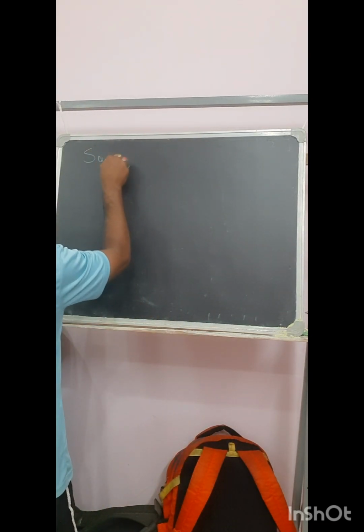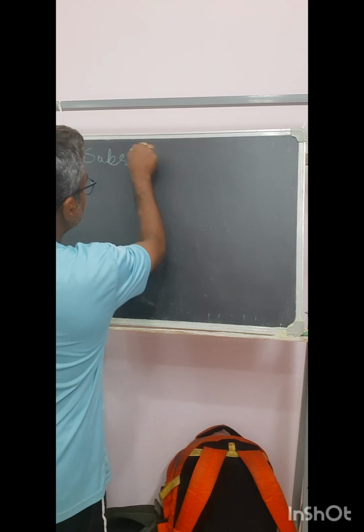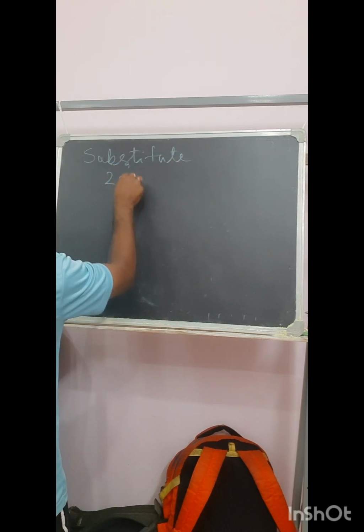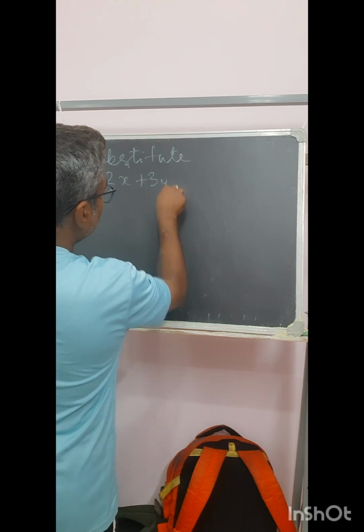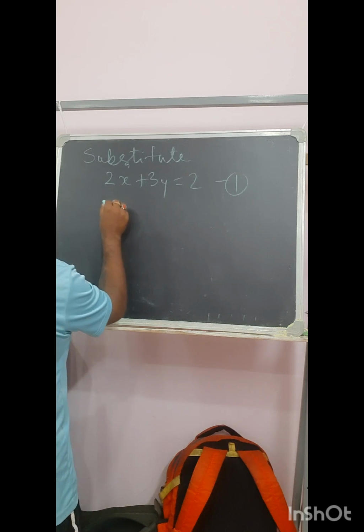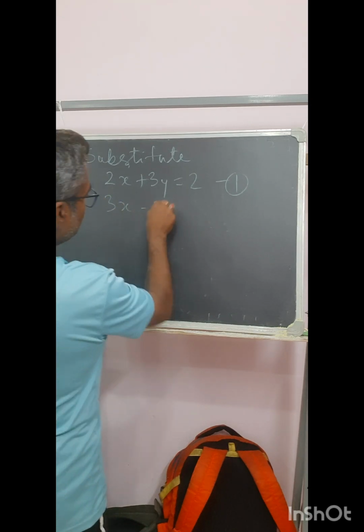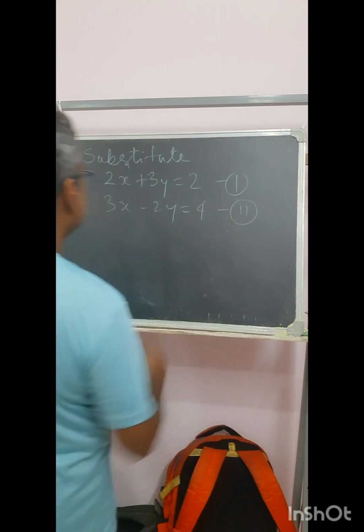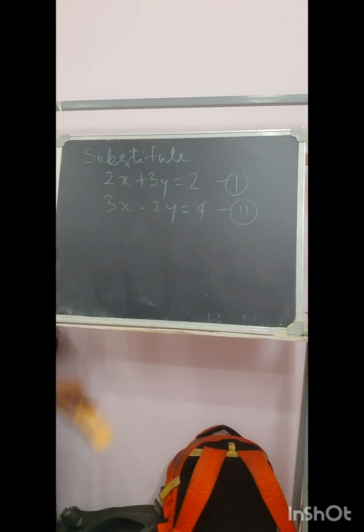Substitution. Now how will you substitute? Let's say I am taking 2x plus 3y is equal to 2 as one equation, and 3x minus 2y is equal to 4 as the second equation. So I have to use the substitution method. So what would that be?